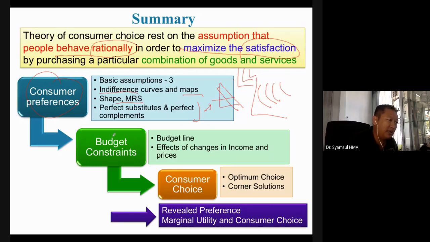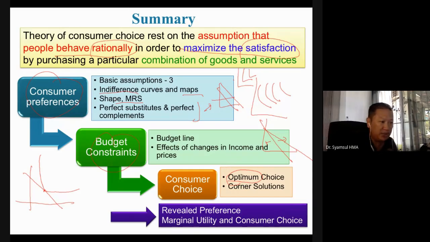And then we talk about the budget line, the budget constraint, and the effect of income or price. Then what choices they make: the optimum choice is where you have the budget line here and your indifference curve here. So that's optimal. But there is also a situation where we have a corner solution somewhere around here. And then you also talk about marginal utility and rival preferences.